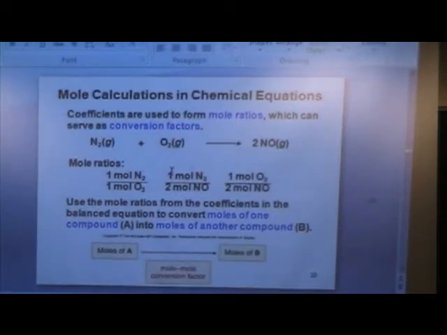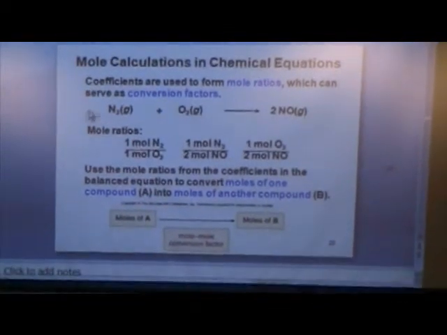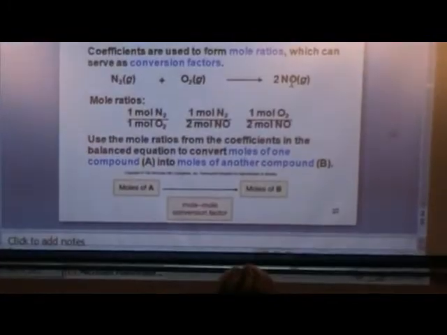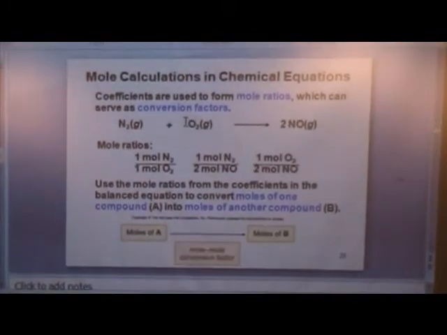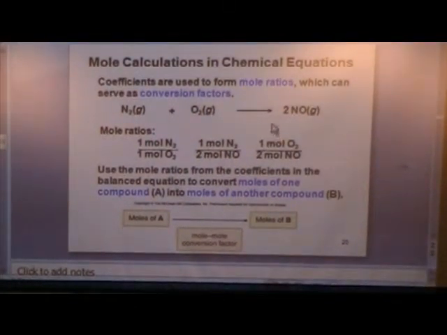Okay? So the balanced equation also helps us calculate mole ratios. We use them as a conversion factor. Coefficients are used to form mole ratios, which can serve as a conversion factor. So this is helpful to convert moles of nitrogen to moles of nitrogen monoxide, or moles of oxygen to moles of nitrogen monoxide, by using the mole ratio as a conversion factor.